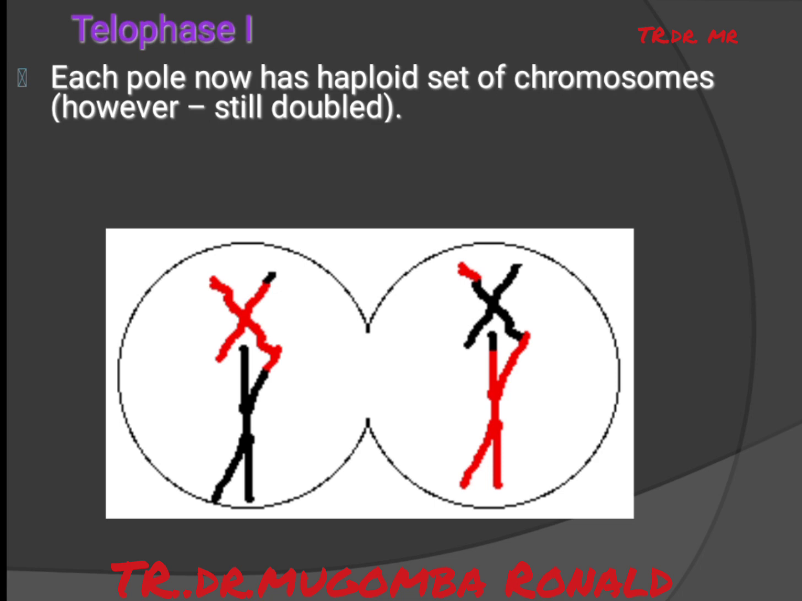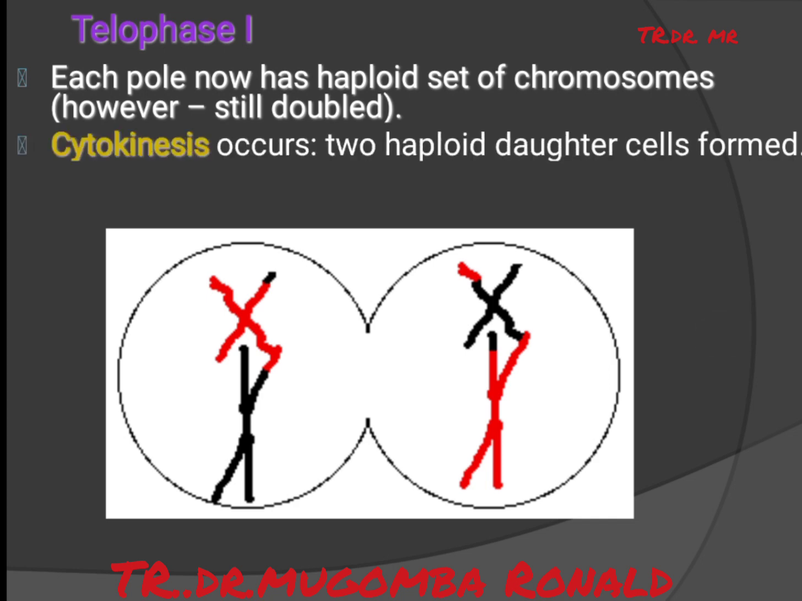Remember we started with 2n. Since we have 2n, what usually happens during the proliferation stage is that we multiply that 2n to 4n. So from 2n to 4n, at this stage we have just made diploid, and we have now separated the 4n. Now we have 2n on one side, 2n on the other side. That is what we call telophase 1.